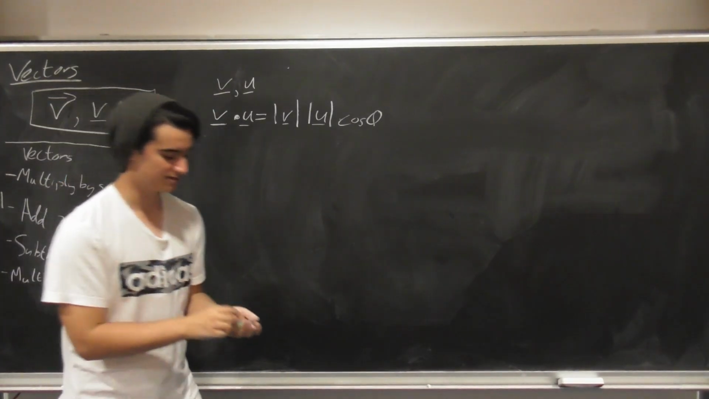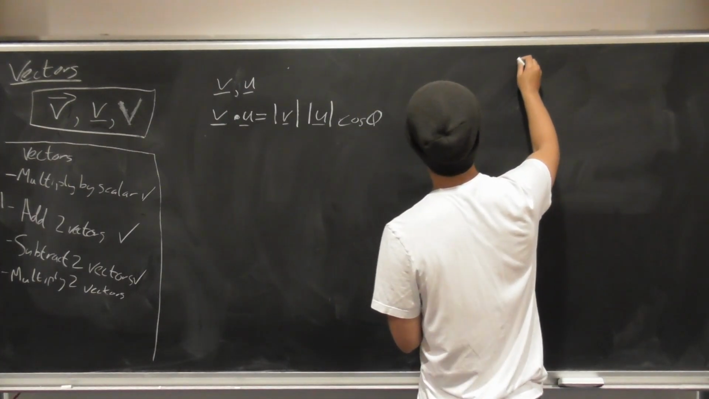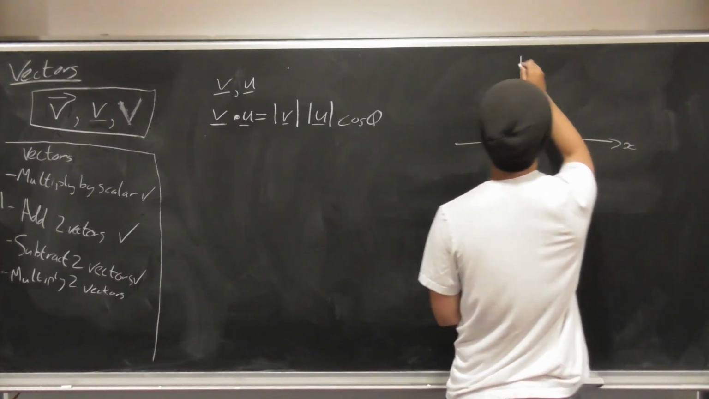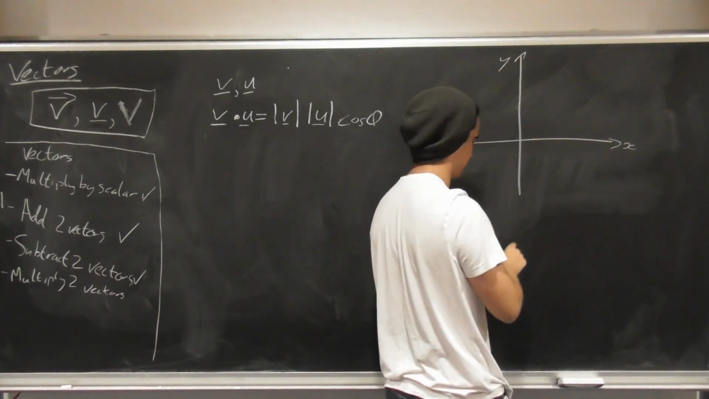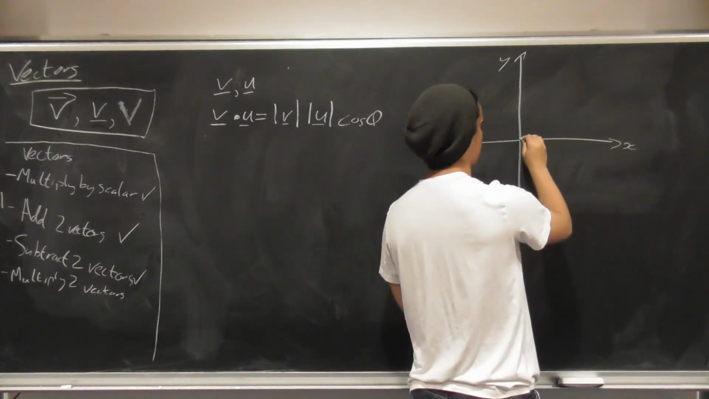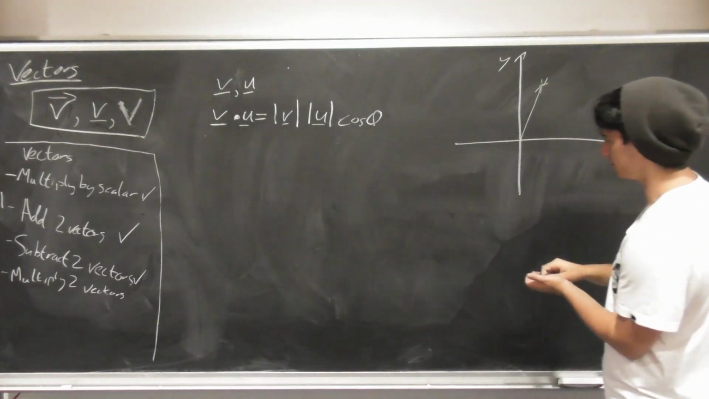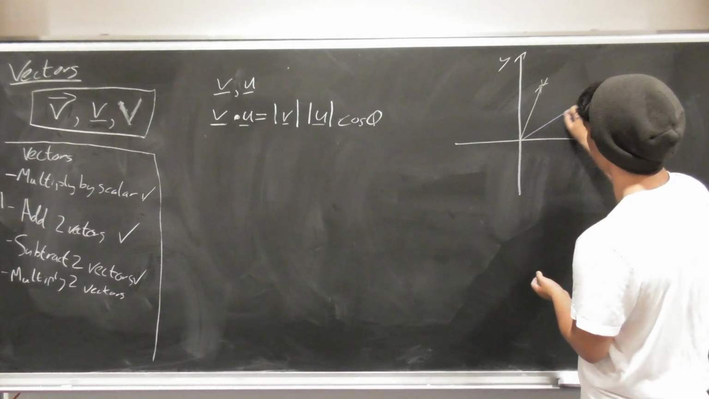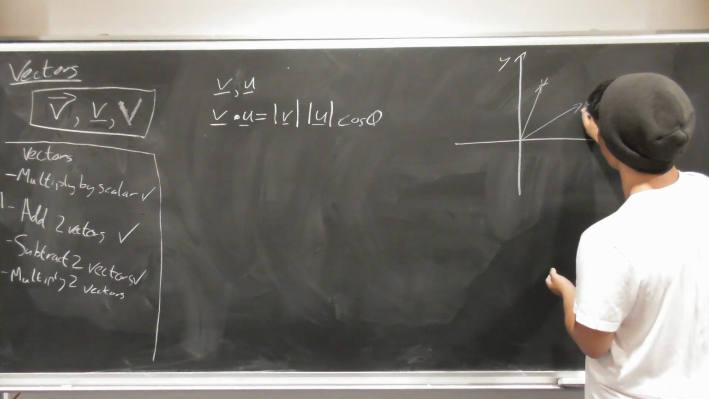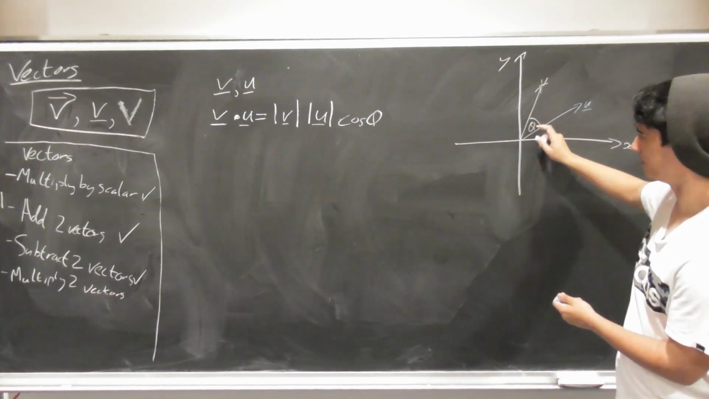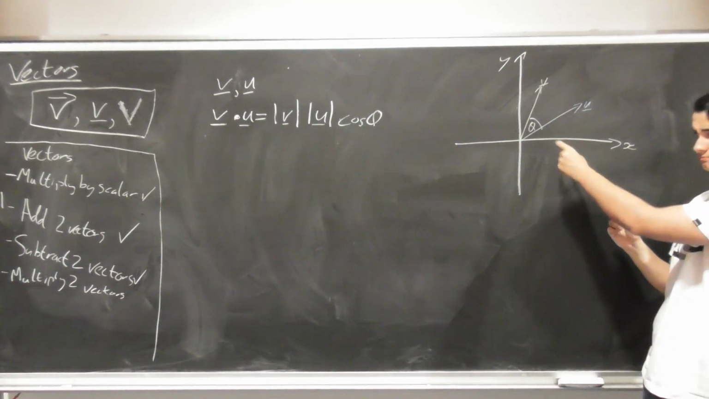So let's think about what this is graphically, right? If we have some x and y here, and let's say some vector v here, and some vector u here. This is the angle between them, so this is what we're taking the cosine of.